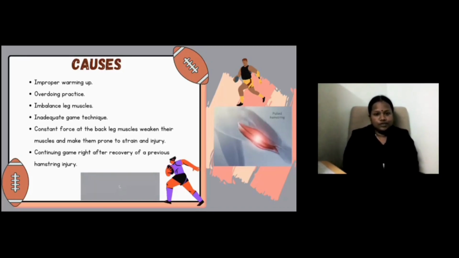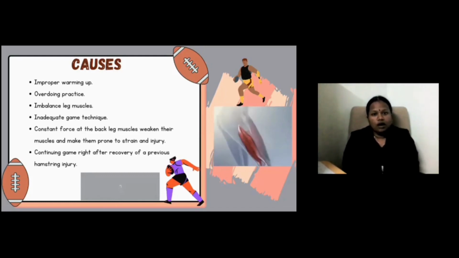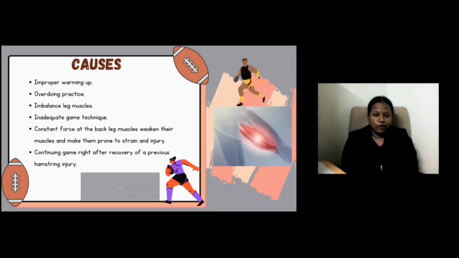Causes of a hamstring strain. Improper warming up. Warming up is important and needs to be done before doing any type of activity. It helps to stretch muscles and get our body ready to do activities or exercise. Next point is overdoing practice. When our body is tired, it is prone to injury. Forcing themselves to practice even after they reach their limit will cause them to get injured.